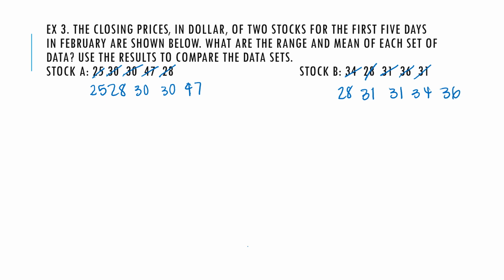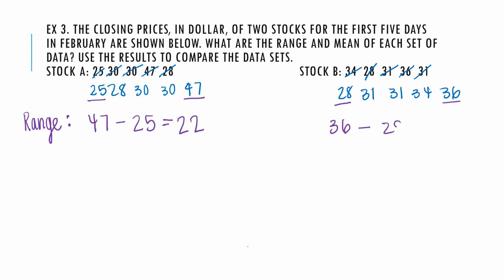Okay, so let's go ahead and find the range. Remember, the range is the highest one minus the lowest one. So here the highest is 47 minus the lowest, which is 25. Plug that into your calculator and you get 22. Then let's just go ahead and do the range of the next one. So that would be 36 minus 28, and that's going to give you 8.